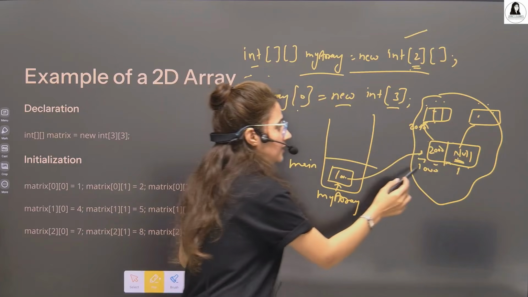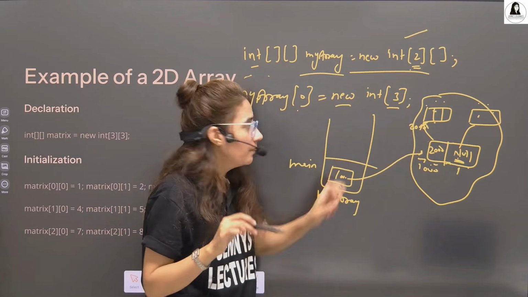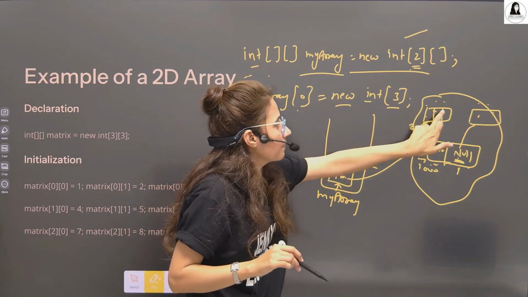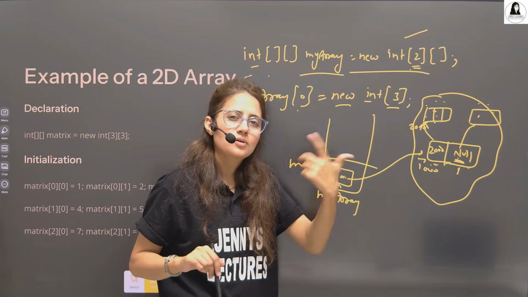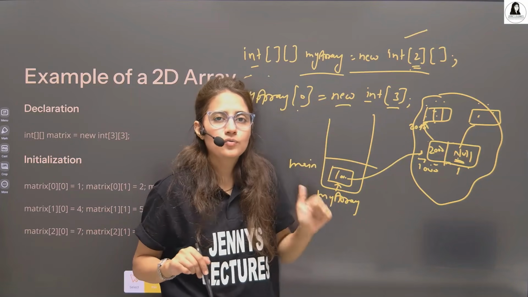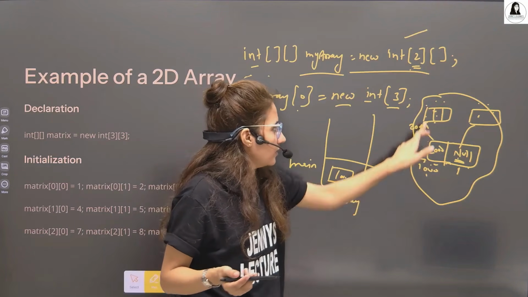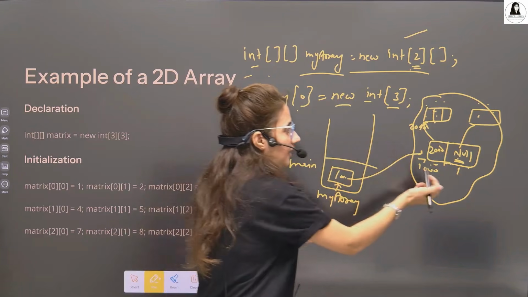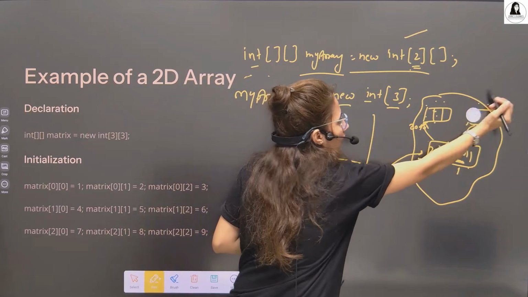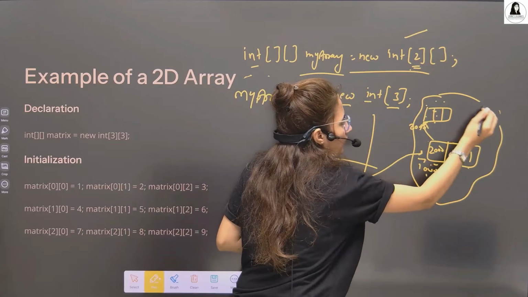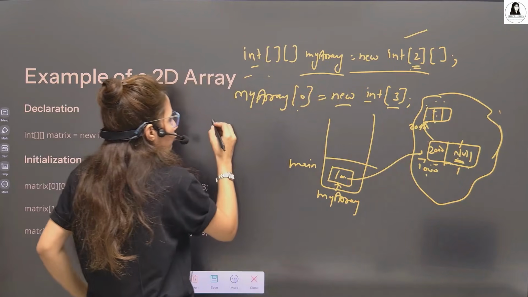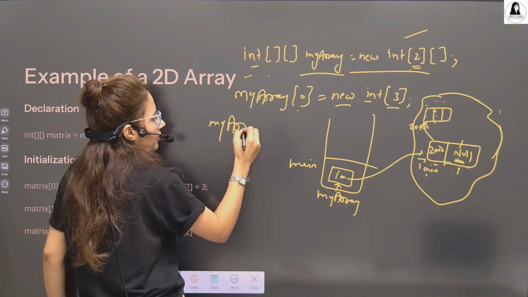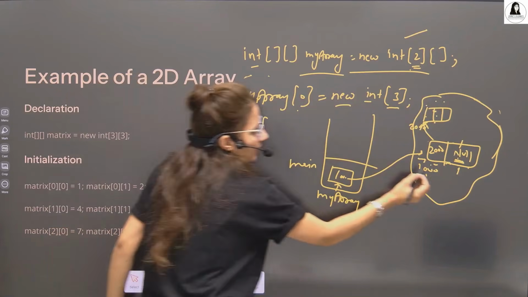Now if you access [0][0], it will give you 0 because this is of type int. An int value would be stored here, and the default value of int is 0. So now it will give you 0. Separately for this one also you have to create it. Right now here it is null, so it is not referring to anything. So for that also you have to create, like myArray[1].